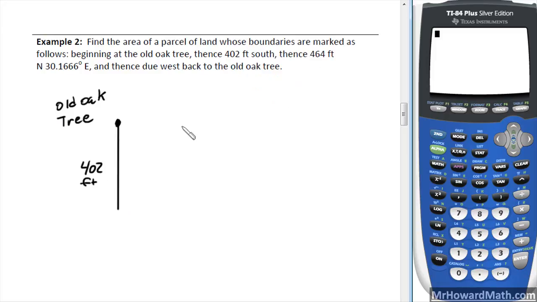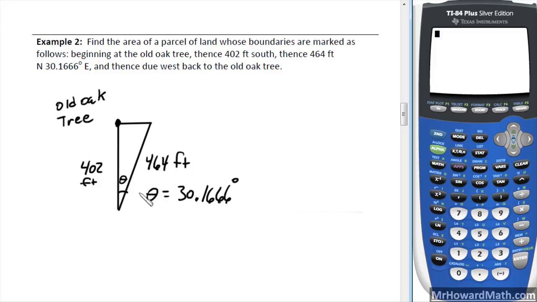Thence 464 feet north, 30.1666 degrees east. Okay, so north and east would be back this way. So this is north and east is over here. So that measure would be like this. And thence due west back to the old oak tree, so like this right here. So this is the 464 feet length. And this angle inside here is theta. So theta is equal to 30.1666 degrees.